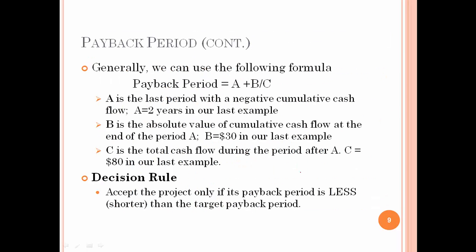And C is the total cash flow during the time after A. So after year 2, or say during the whole year 3, we expect to receive $80 in year 3. So C is 80 in our example. So put them together, in our last example, the payback period equals 2 plus 30 divided by 80.